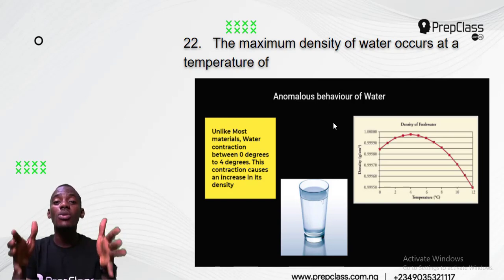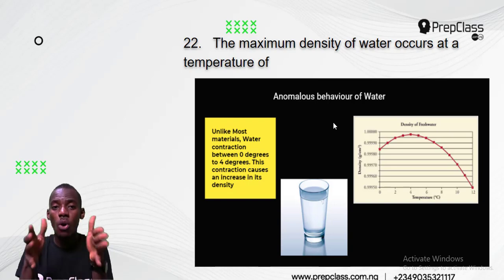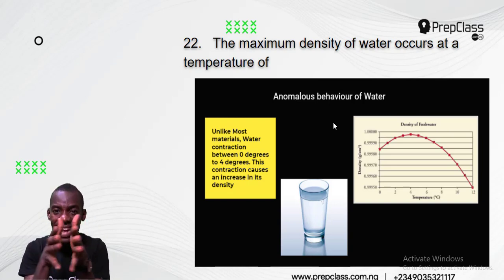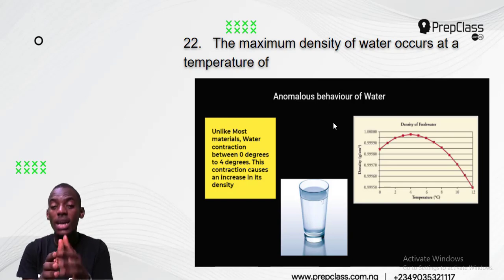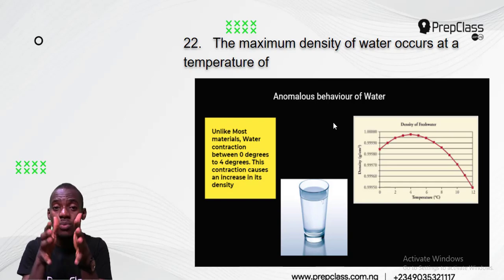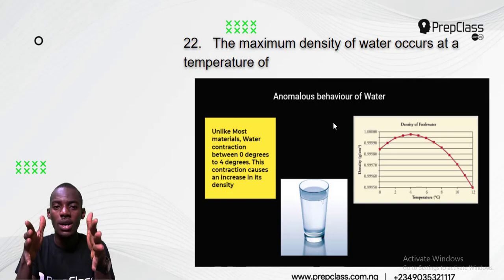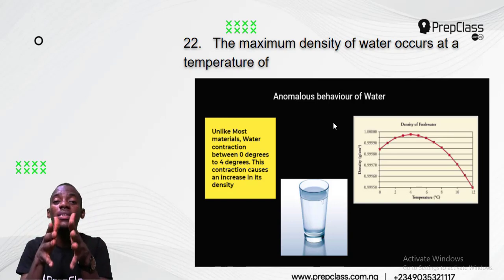Between 0 and 4 degrees, instead of expanding, water contracts. Contracting means that it gets denser and denser. The maximum density is achieved at 4 degrees. That's when it stops getting dense, because it begins to contract at 0 and continues to contract until it gets to 4 degrees. That will be the maximum density of the water.